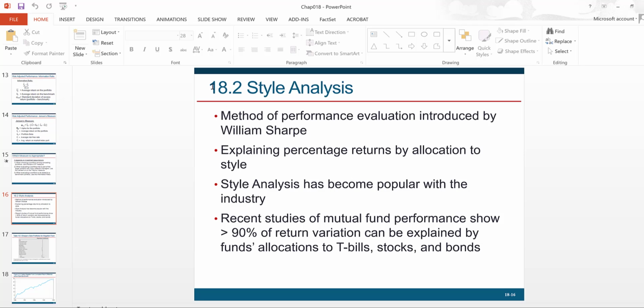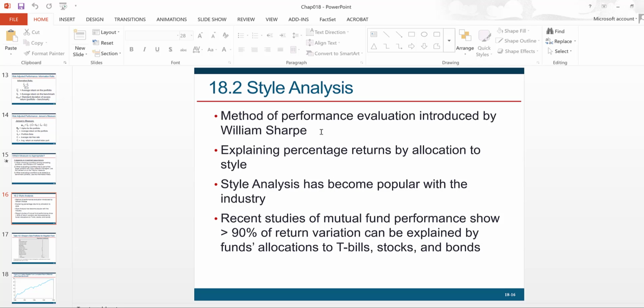Okay. All right, so that was our discussion on various metrics, both industry based and academic based metrics that are also very widely used in industry. And then the next thing that I want to talk about briefly is style analysis by William Sharpe. So, oftentimes we just compare the performance to the benchmark, but that could be pretty noisy.